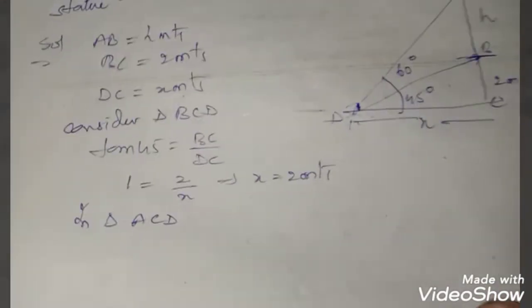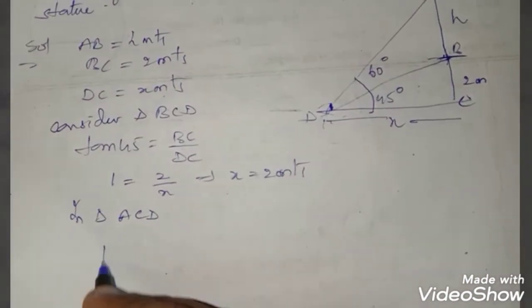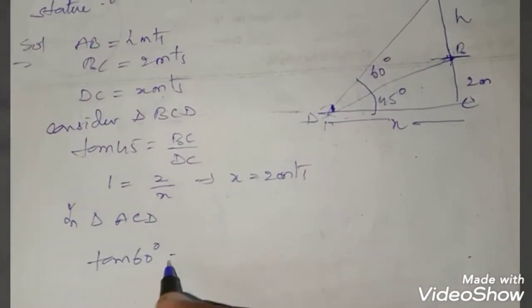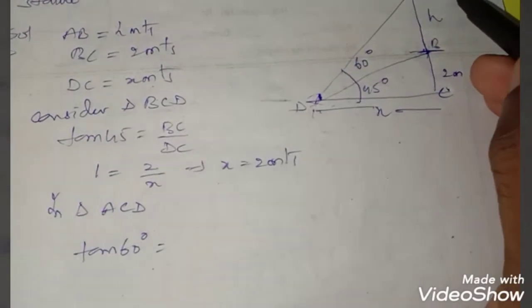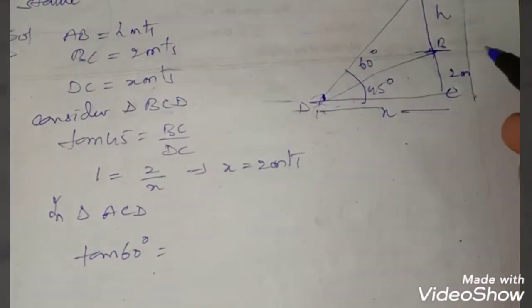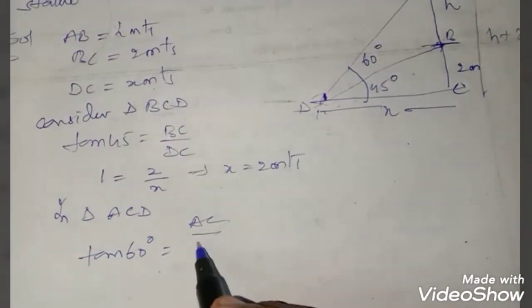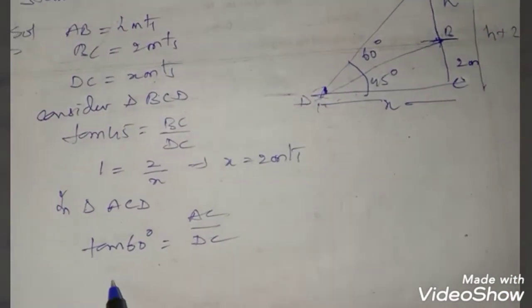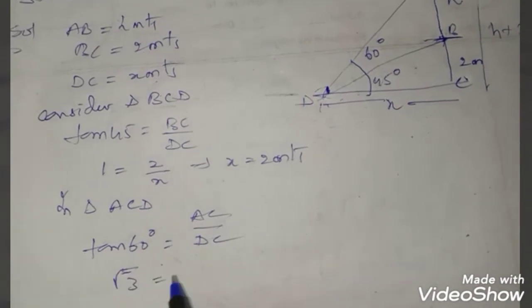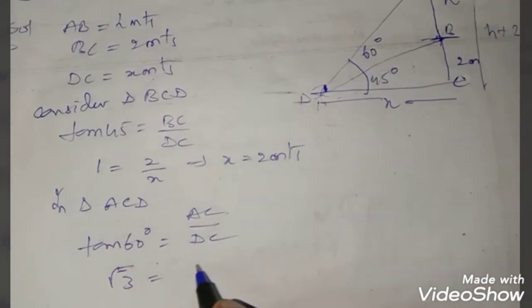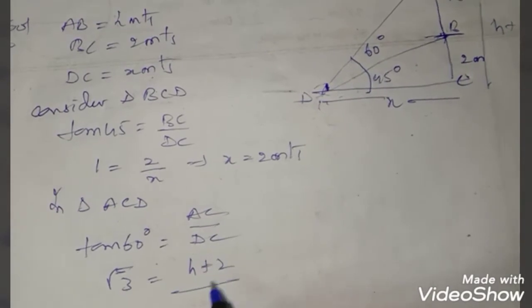So in triangle ACD, here tan 60 is equal to, the complete means you can add these two, that is AC is equal to h plus 2. So I can say AC by DC. Now tan 60 value is root 3, which is equal to AC. So AC value is h plus 2 by x.